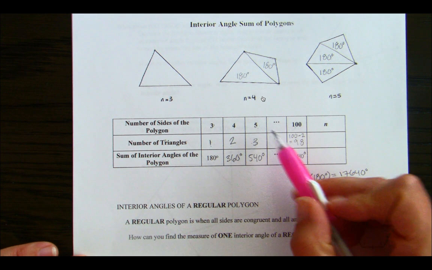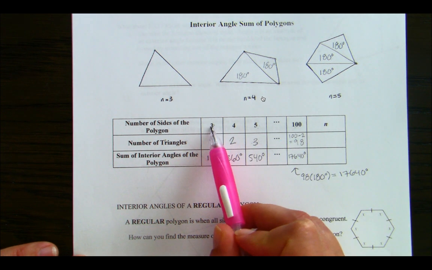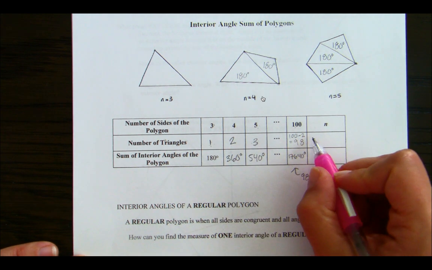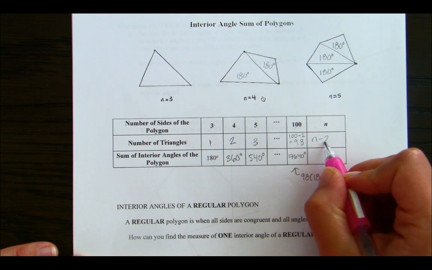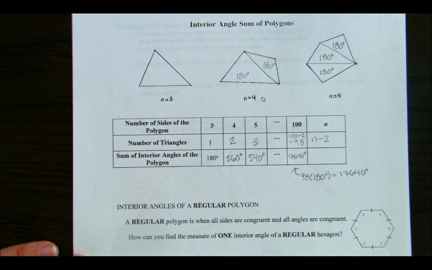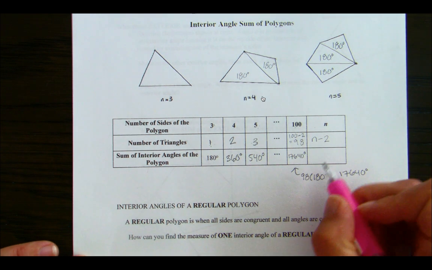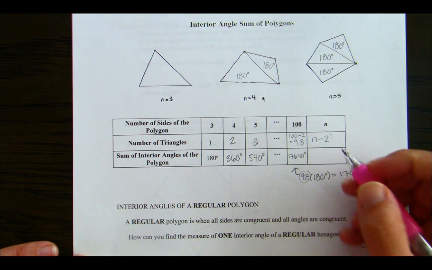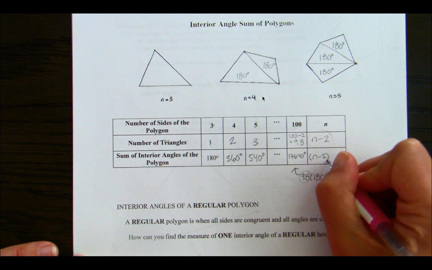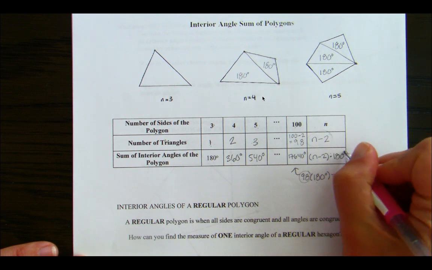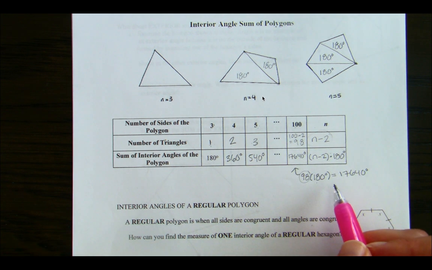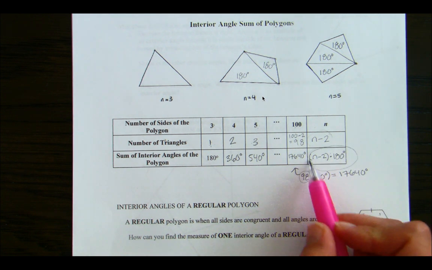Notice that we said it was n, the number of sides, minus 2 to get us the number of triangles. So this ends up being n minus 2. Then to find my sum, I take this value, n minus 2, and multiply it by 180. So we end up with n minus 2 times 180 degrees. These are my 2 generalized equations. Anytime we're trying to find the interior angle sum of any sided shape, this is what we are going to be using.